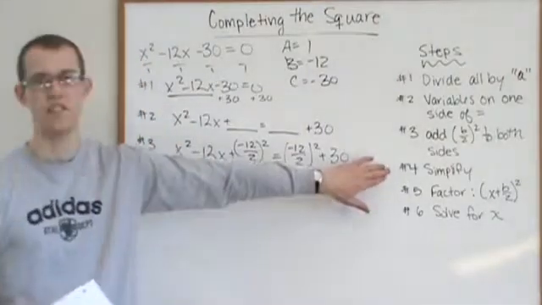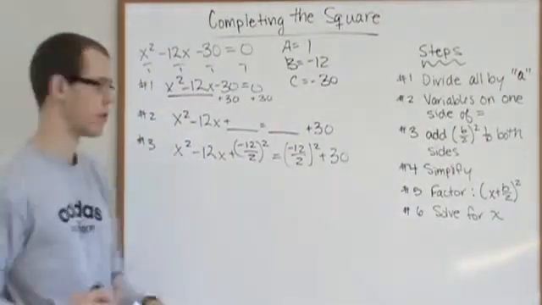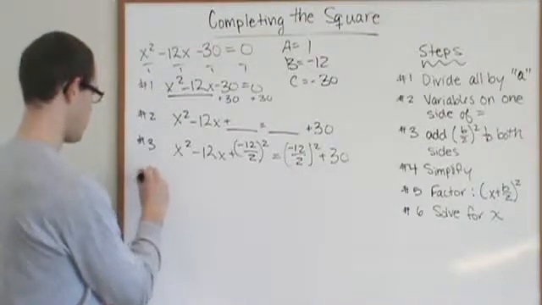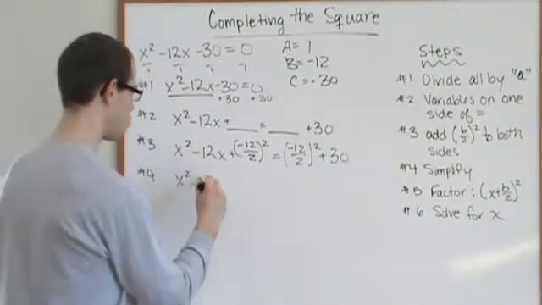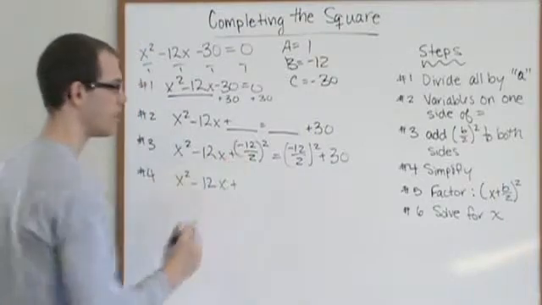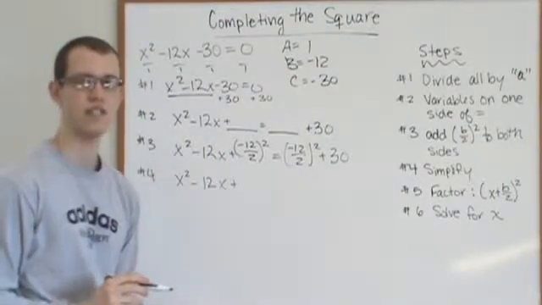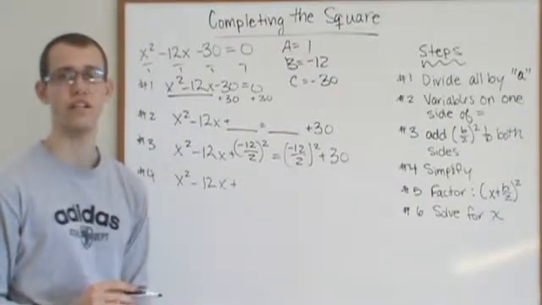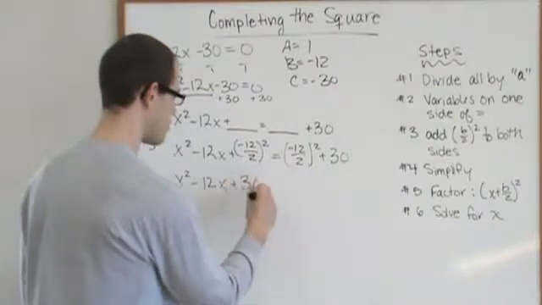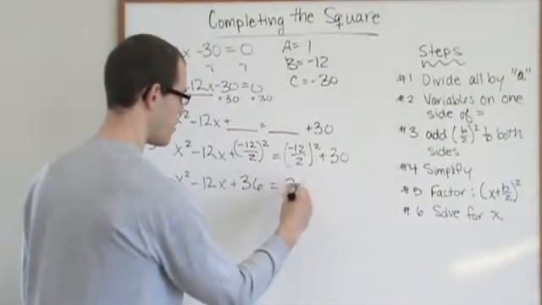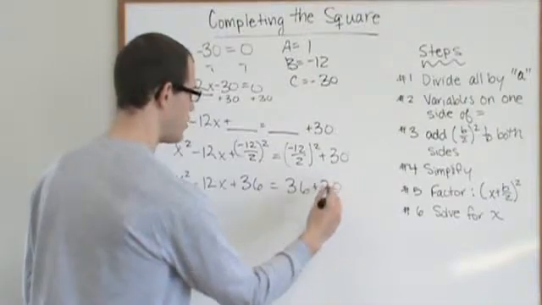Next, it says to simplify it, so make it easier to work with. So x squared doesn't change, 12x doesn't change. Negative 12 divided by 2 is negative 6. Negative 6 squared is 36. So I'm going to write plus 36. That's also 36, and plus 30.